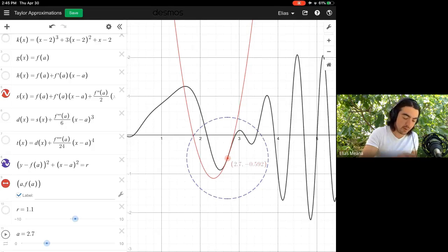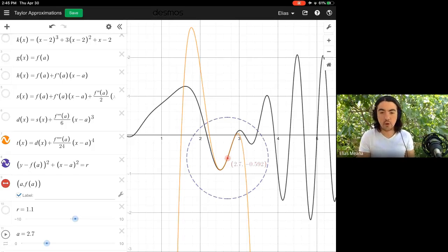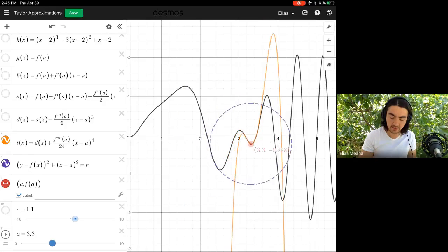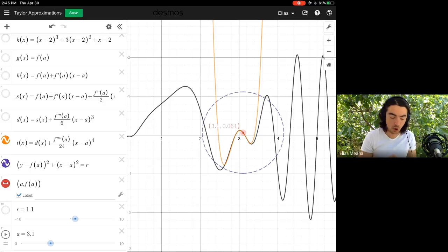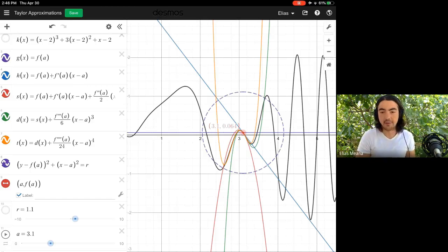And I can go even further, right? I can do a quartic. So a quartic polynomial is even closer, right? So I can shift this all the way around, all over the place. And the quartic is always going to be better than all of the previous ones, right? So here are all of them on top of each other. Well, the best one is the orange one, right?